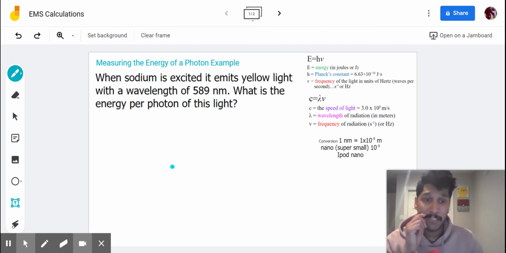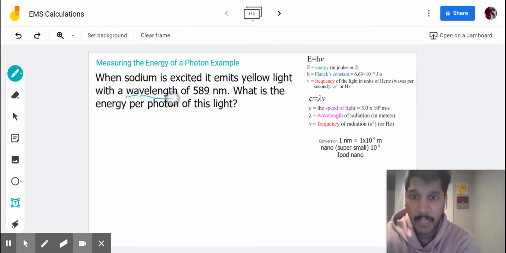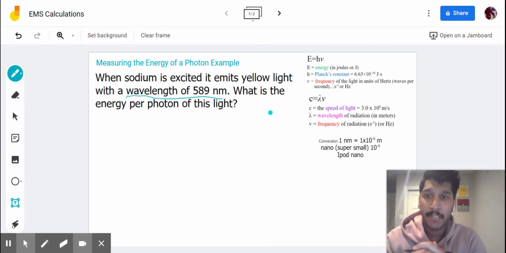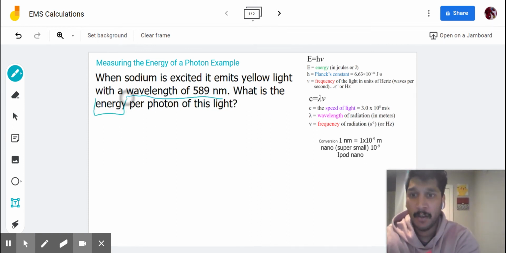All right, I must ask you a question. When sodium is excited, it emits yellow light with a wavelength of 589 nanometers. What is the energy per photon of this light?